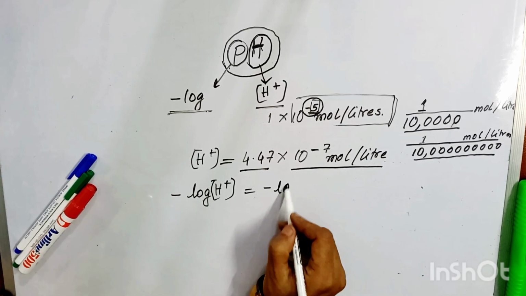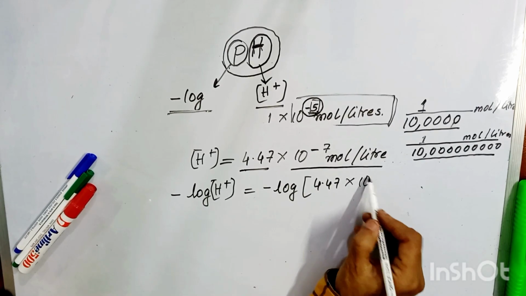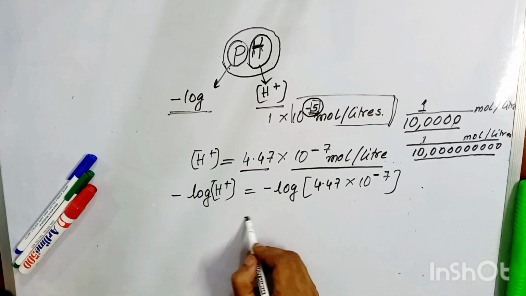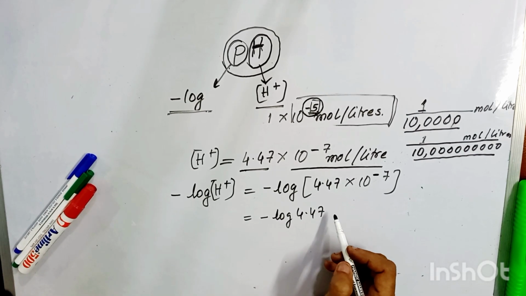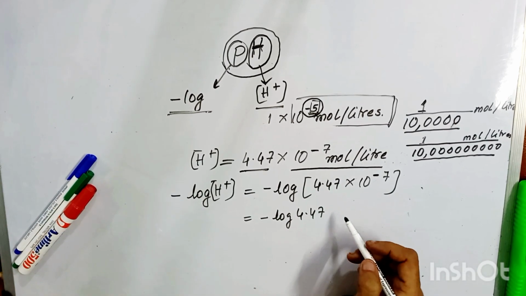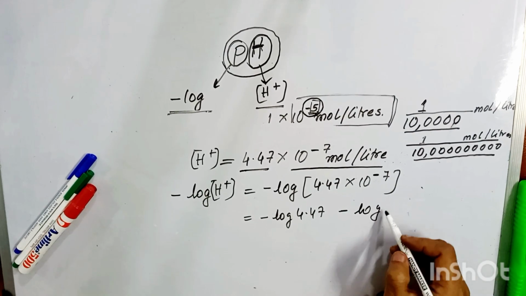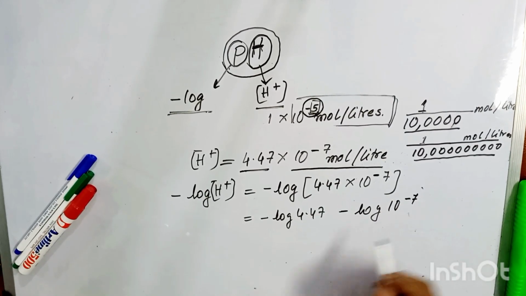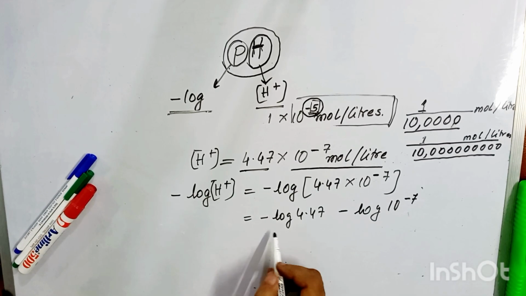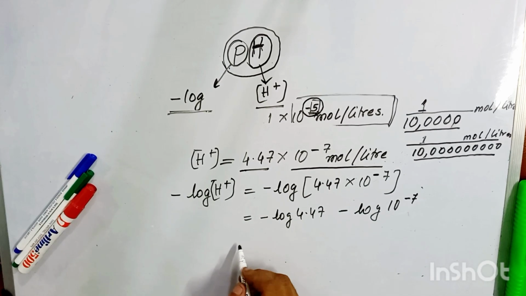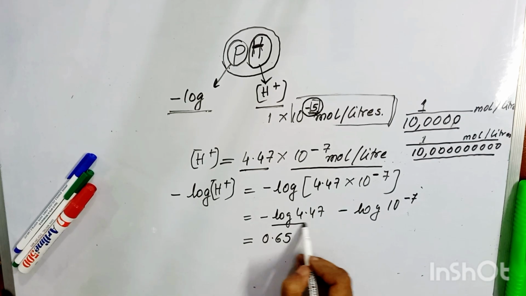So negative log of 4.47 into 10 to the power minus 7. It comes to negative log of 4.47, which has a particular value, minus negative log of 10 to the power minus 7, which also has a particular value. We know the log of 10 is 1. The log of 4.47 is around 0.65. You can just check it in your calculator.